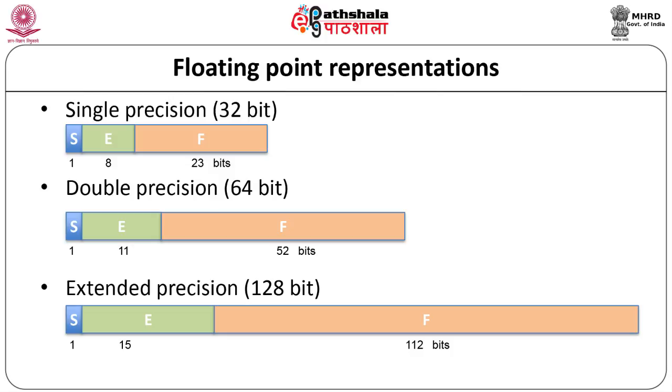The IEEE 754 standard defines several different precisions. Single precision numbers include an 8-bit exponent field and a 23-bit fraction for a total of 32 bits. Double precision numbers have an 11-bit exponent field and a 52-bit fraction for a total of 64 bits, whereas extended precision numbers have a 15-bit exponent field and a 112-bit fraction for a total of 128 bits. But unlike integers, IEEE values are stored in sign magnitude format.